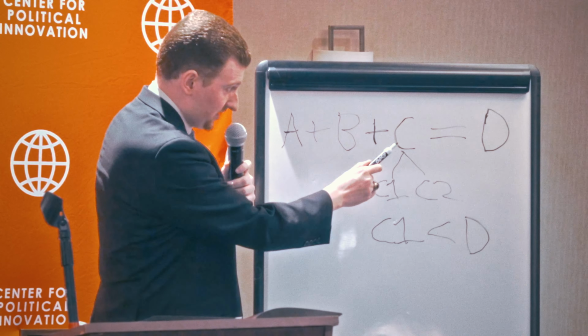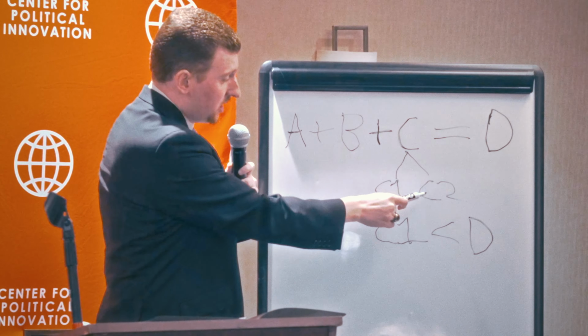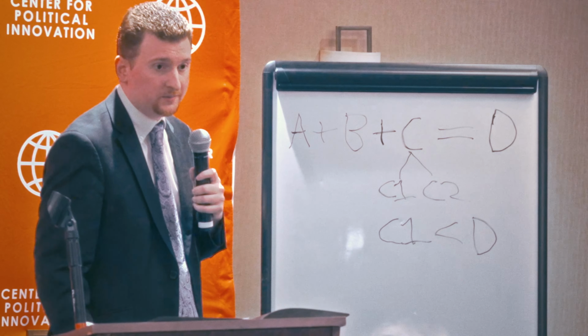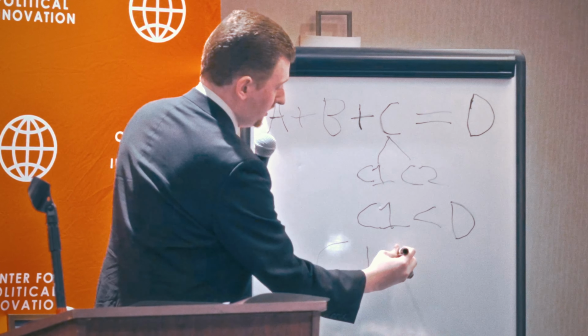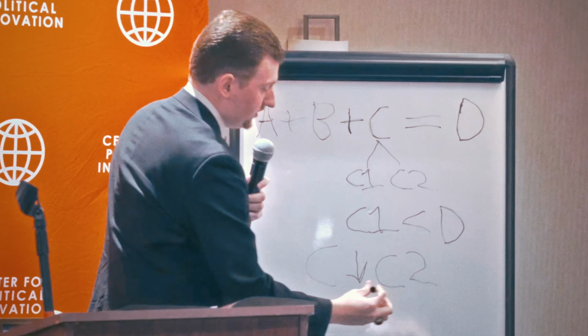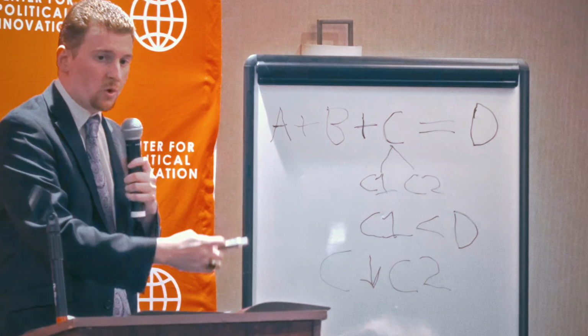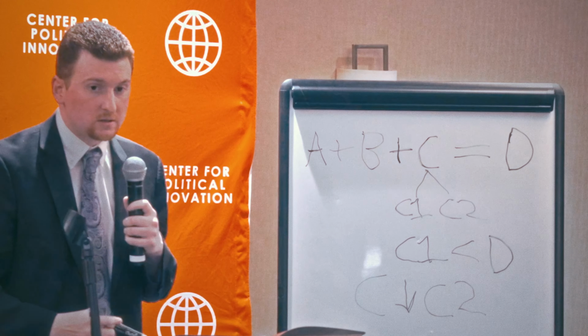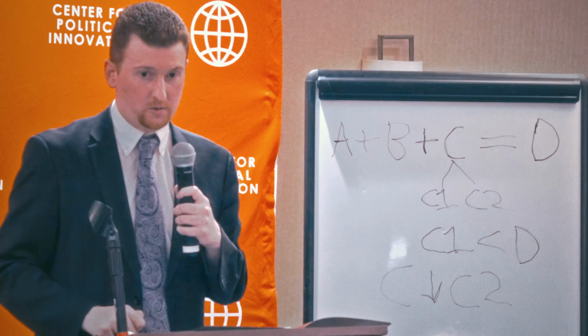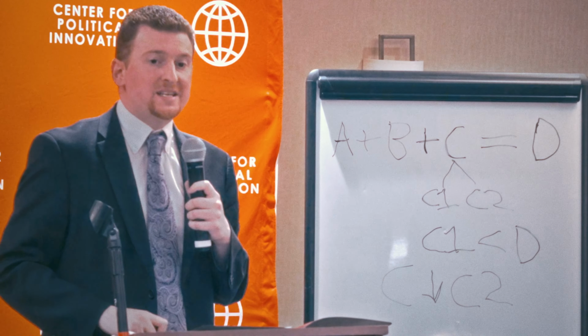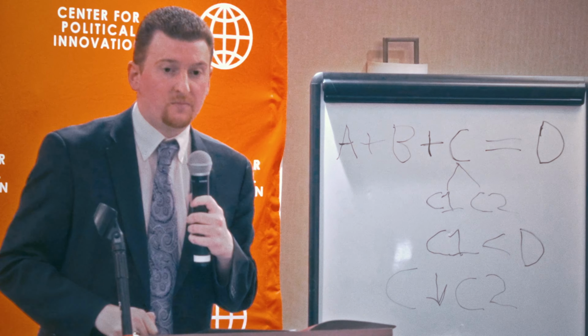As C goes down, C2 also goes down, right? As C decreases, C2 also decreases. And as the role of the worker in production is reduced, the rate of profit that the capitalist makes goes down. And this is called the tendency of the falling rate of profit.